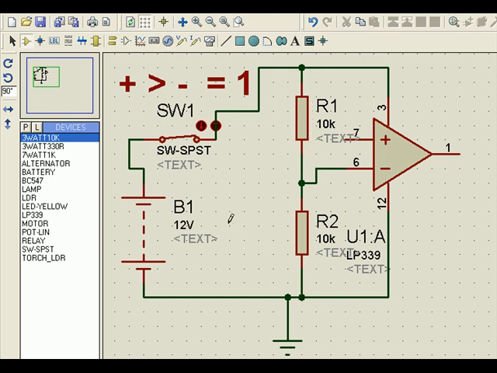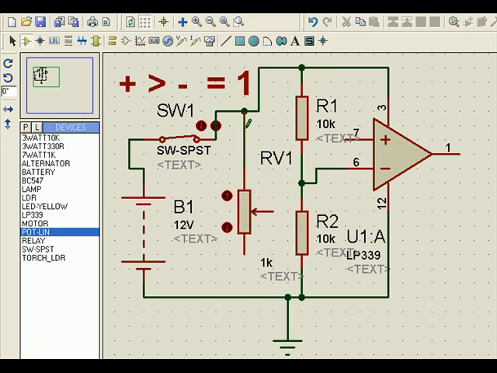Now let me take a variable resistor. This is a variable resistor, and I connect it this way. That means the upper side is connected to 12 volts and the bottom side is connected to ground. So when I vary this, this point can go to 12 volts or it can come to 0 volts. At this position it would be half, meaning 6 volts, so let me keep it slightly more than this.